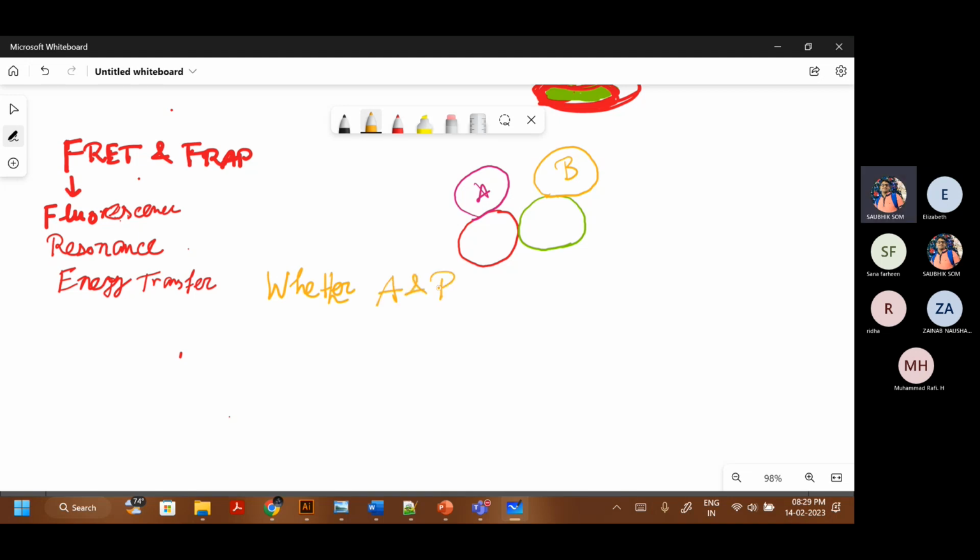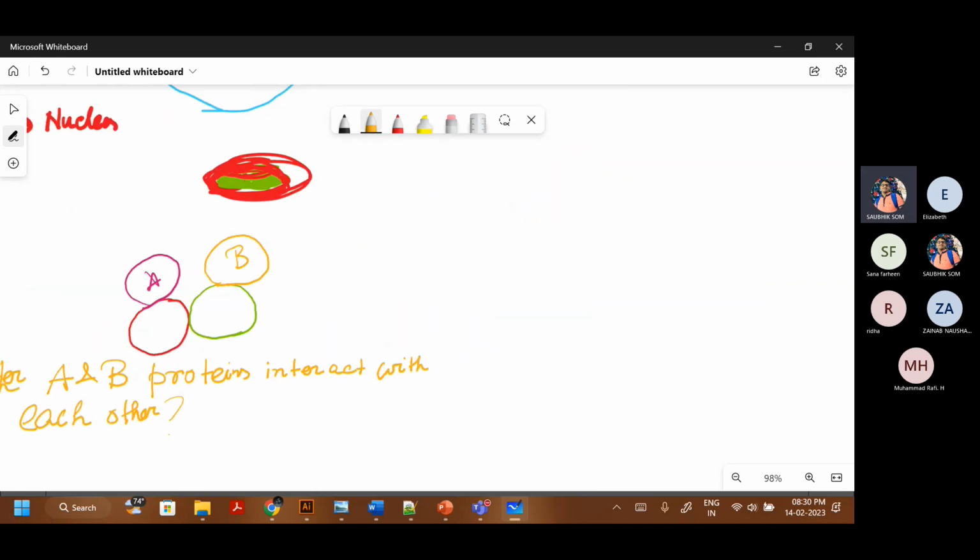My question here is whether proteins A and B interact with each other. Now how do you do that? You tag two proteins and use the concept of fluorescence resonance energy transfer. Now there could be two possibilities. Possibility one is that these proteins are interacting.